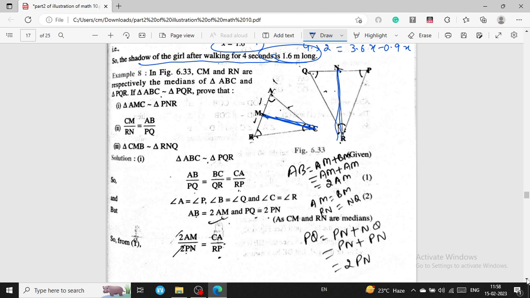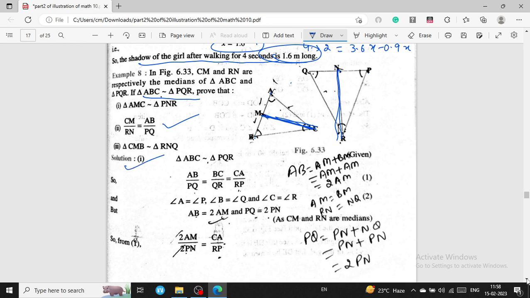If triangle ABC is similar to triangle PQR, now you have been given similar triangles. We have to prove that triangle AMC and triangle PNR are both similar. And in the second point, we have to prove CM over RN is equal to AB over PQ, and we have to prove triangle CMB is similar to triangle RNQ.